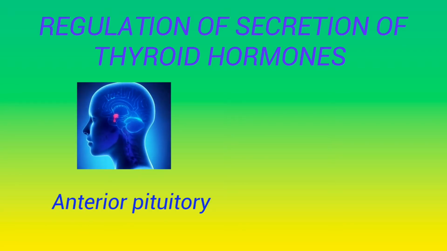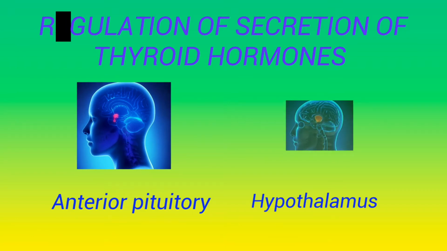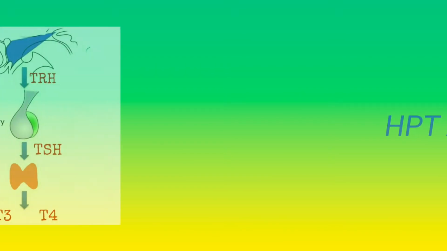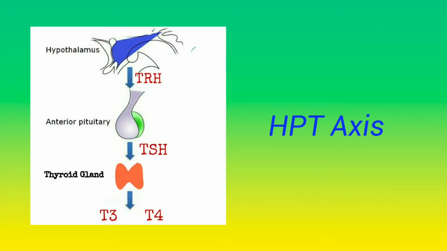In today's video, we are going to learn about the regulation of secretion of thyroid hormones. Secretion of thyroid hormones is controlled by the anterior pituitary and hypothalamus through a feedback mechanism. Now, this regulation involves the hypothalamic pituitary thyroid axis, or HPT axis.